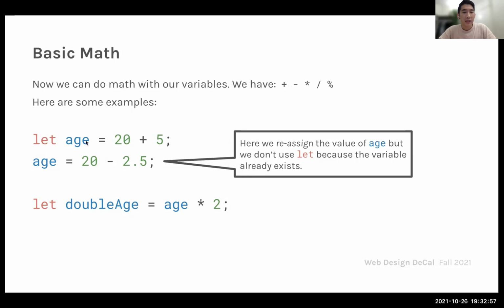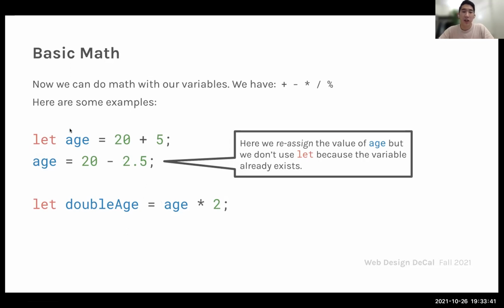So let age equals 20 plus 5. This age is just going to represent the number 25. And this second time that we're accessing age, you see that the first line was let age equal 20 plus 5. Here we don't include the let keyword anymore because we've already defined this age variable. All we're doing now in the second line is reassigning or updating this age variable to a different value, and we're assigning it to 20 minus 2.5. So originally it was 25, now it's going to be 17.5.